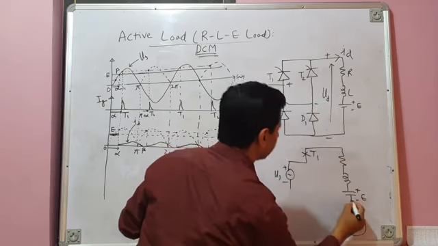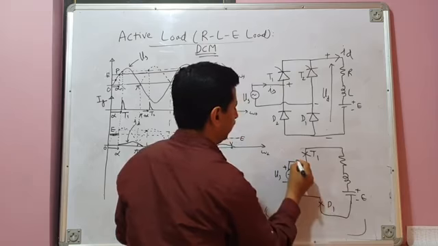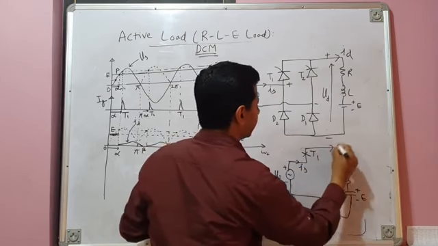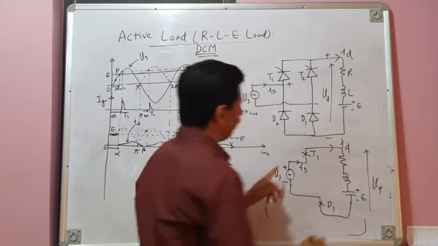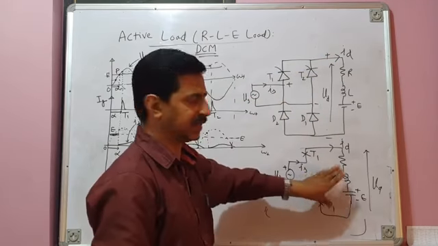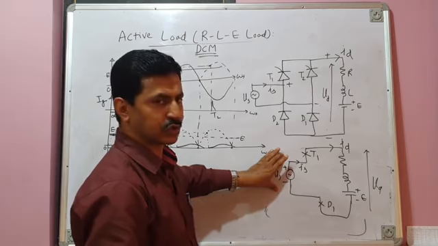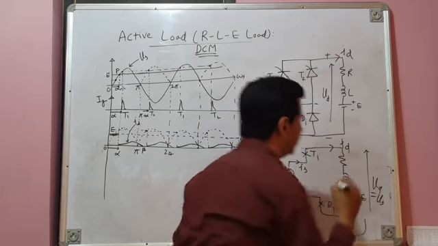And then D1 also conducts. This is D1. So this is the conduction of T1 and D1. This is your source current IS and it is same as load current ID. And load voltage is VD. So when T1 and D1 are conducting like this, this is the equivalent circuit, your load gets connected to source. So your load voltage is same as source voltage, VD is equal to VS.